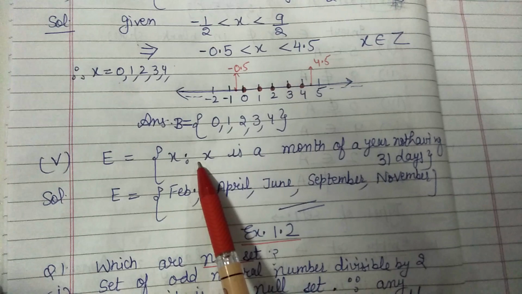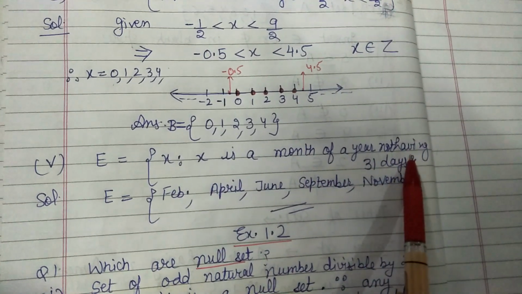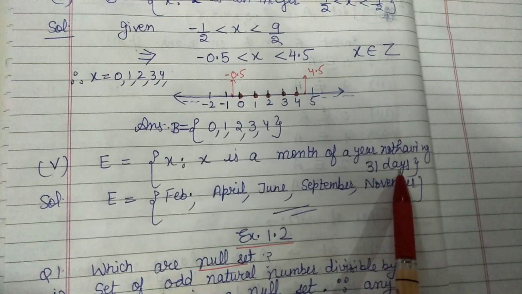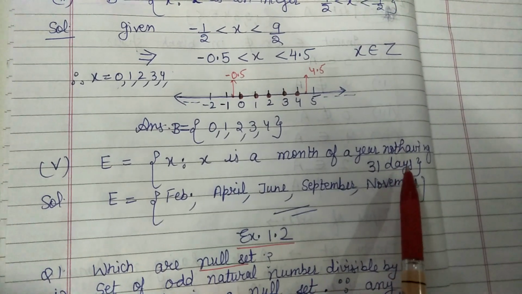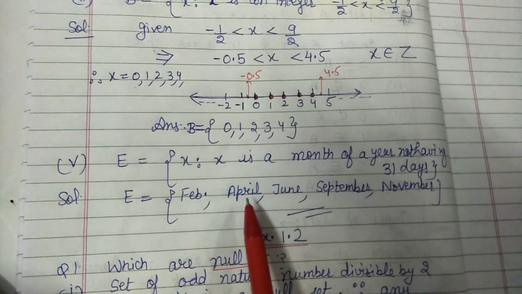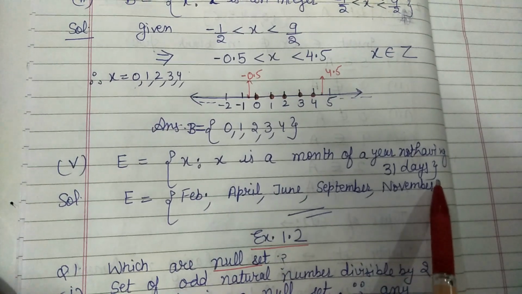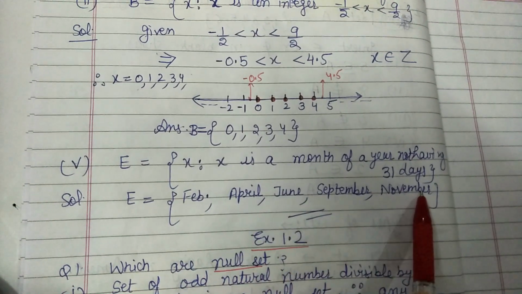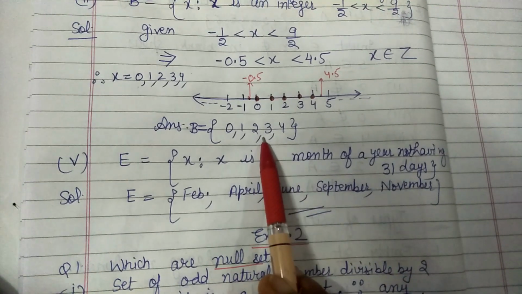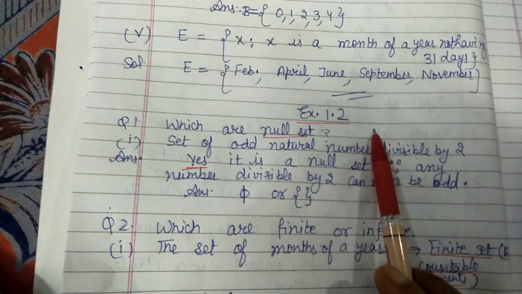Next is fifth part. E is equal to the set of x such that x is a month of a year not having 31 days. Those months which do not have 31 days are February, April, June, September, November. Put a curly bracket here. This will become a set. We can say this is a finite set. Clear?